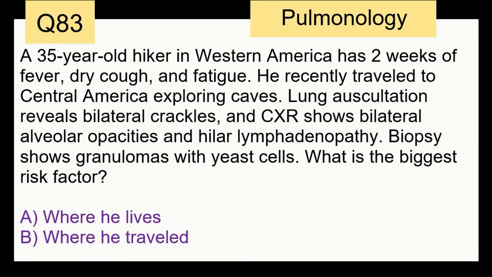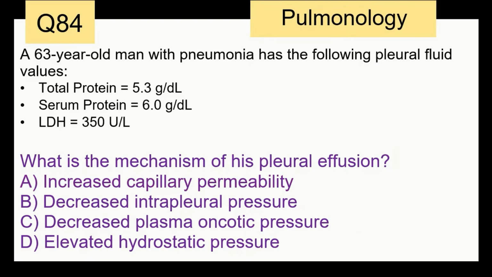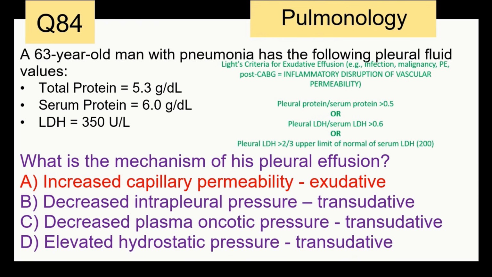83. So here you have a cave guy. If you ever see caves with lung conditions, think histoplasma. We have to know where this guy has traveled to a cave. All right, you can take a look over here. Here we just want to know, with these lab values, protein, serum, LDH, what type of effusion is this? What is the mechanism of this pleural effusion? It's an exudative effusion because the pleural protein over serum protein is more than 0.5. So it's exudative, and that's caused by increased capillary permeability.